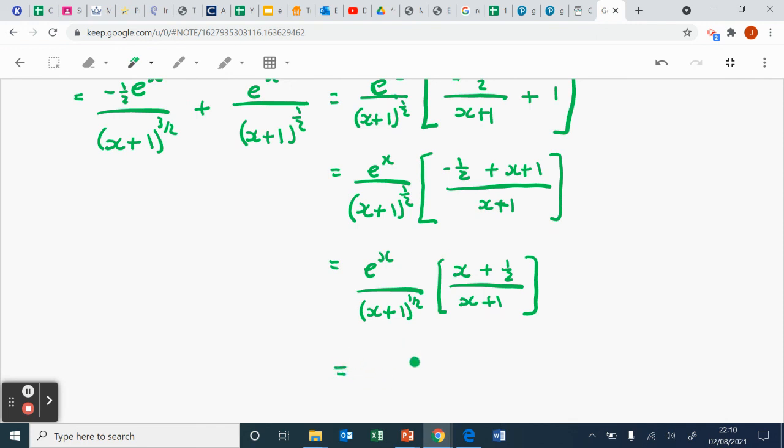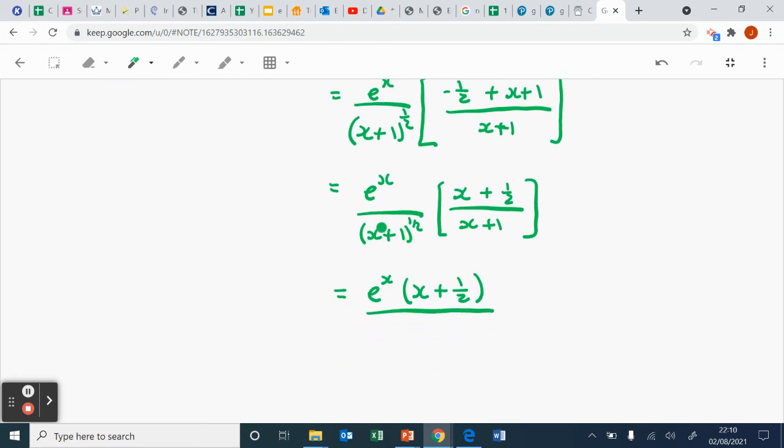I mean, you could also write it like this: e to the power of x, multiplying out this bracket, times x plus a half all over, and then they're both x plus 1s, so you've got to the power of 1 down here and to the power of a half, so adding those powers becomes x plus 1 to the power of 3 over 2.